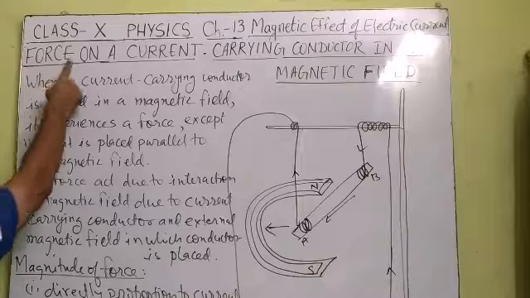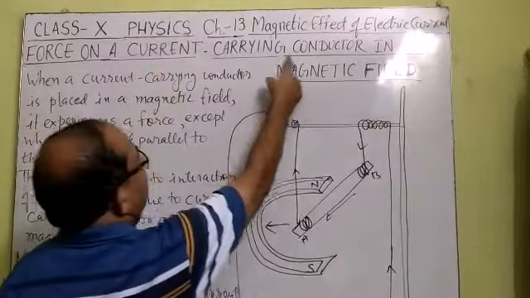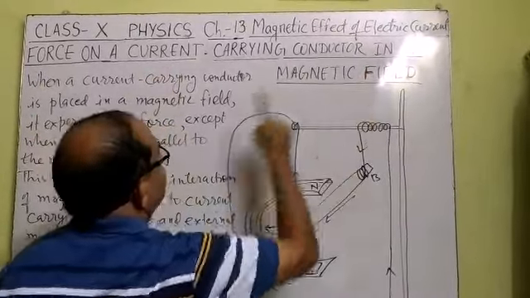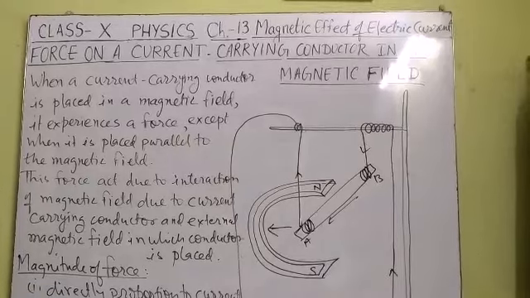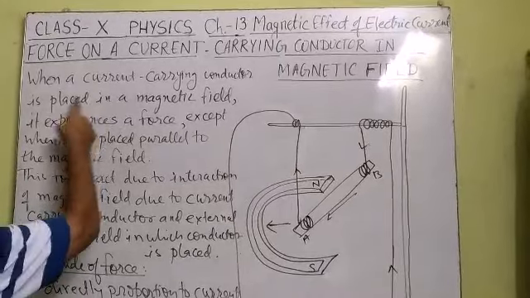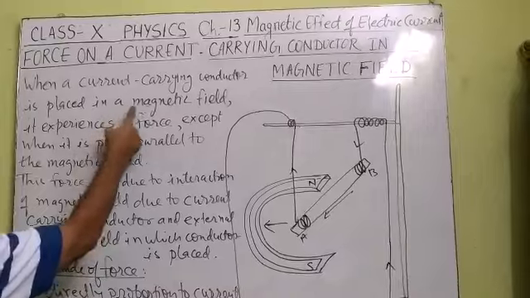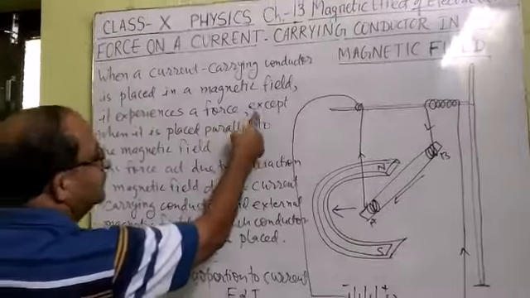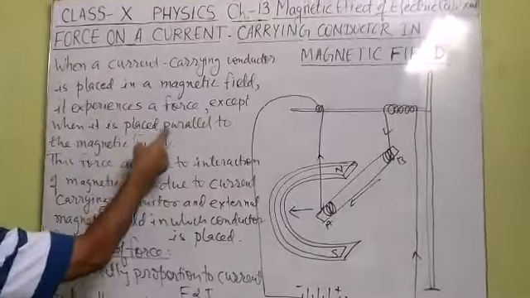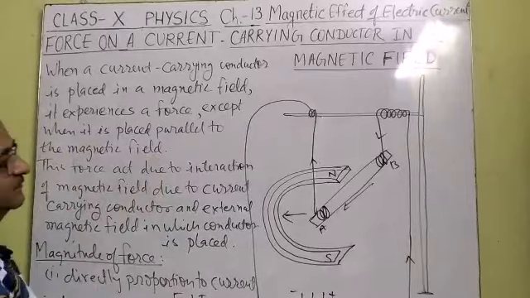Next topic is force on a current carrying conductor in a magnetic field. Means when a current carrying conductor is placed in a magnetic field, then it experiences a force, except when it is placed parallel to the magnetic field.